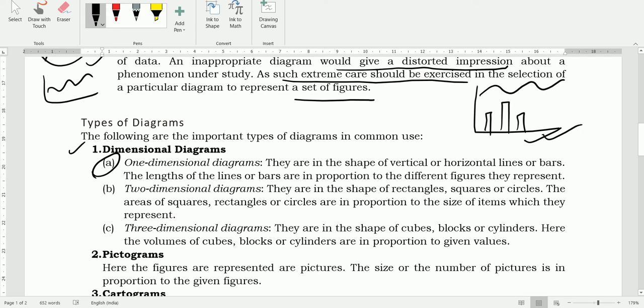The length of the lines or bars are in proportion to the different figures they represent. Means we use certain scales for this. We cannot draw as we want. We have certain scales here.